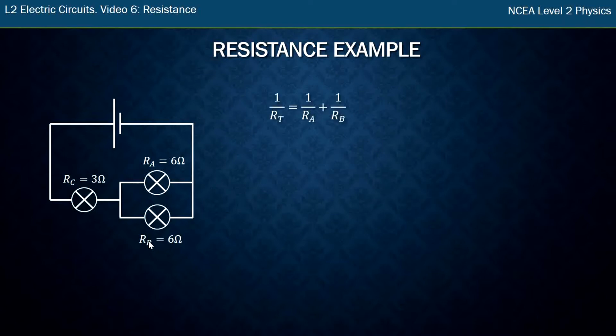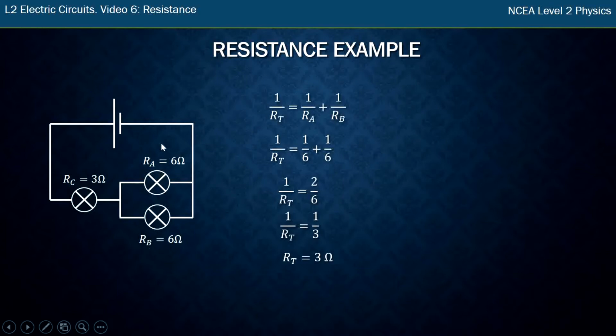So I've got RA and RB, 1 over 6 plus 1 over 6, that becomes 2 over 6, which simplifies to 1 over 3. Flip it. Total is 3. That's just for this section here. Now I've got to add on this RC as well, and that's in series with it. So RC plus 3, which is 3 plus 3, equals 6 total.